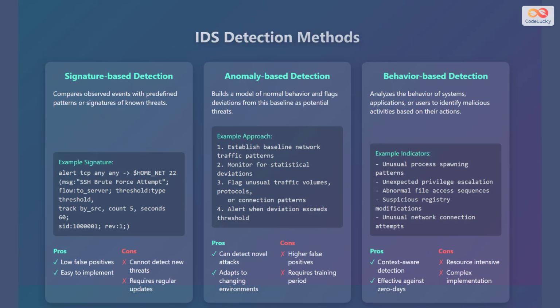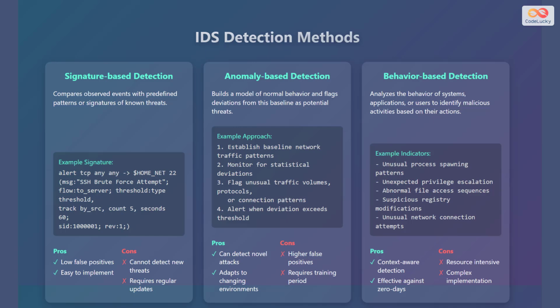Let's explore the primary methods that intrusion detection systems use to identify malicious activities. First, we have signature-based detection. This method compares observed events with predefined patterns or signatures of known threats. The advantages of this approach are low false positives and easy implementation. However, it cannot detect new threats and requires regular updates.